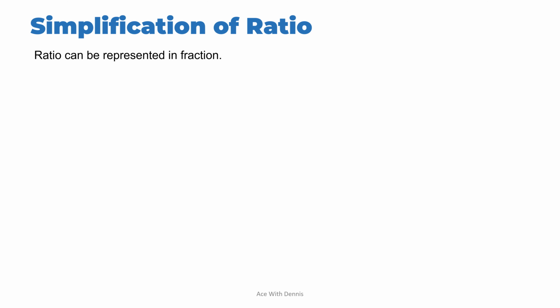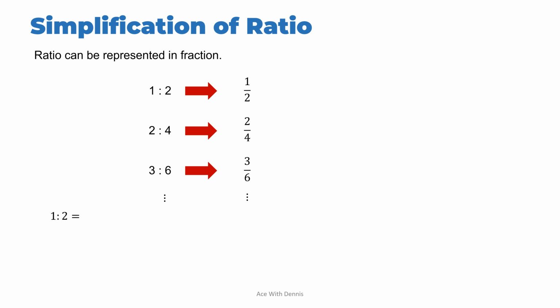Simplification of ratio. Ratio can be represented in fraction. Here's an example. The ratio of 1 to 2 can be written as 1 over 2. The ratio of 2 to 4 can be written as 2 over 4. The ratio of 3 to 6 can be written as 3 over 6, and so on. Notice that the ratio of 1 to 2 equals the ratio of 2 to 4 equals the ratio of 3 to 6. The ratio of 1 to 2 is the simplest form.